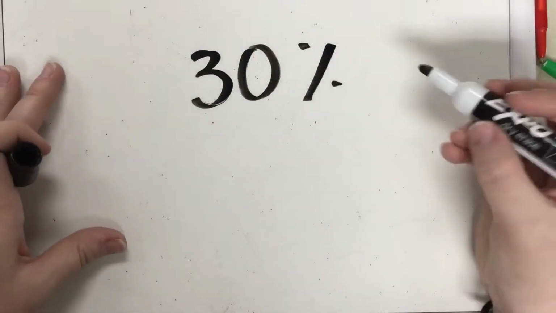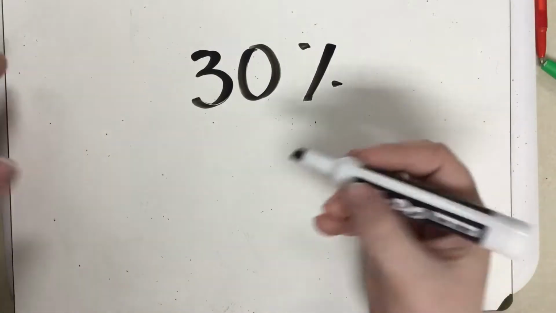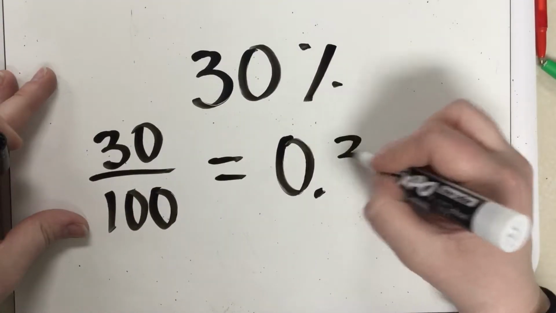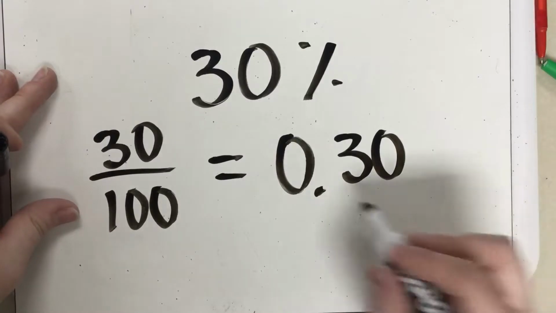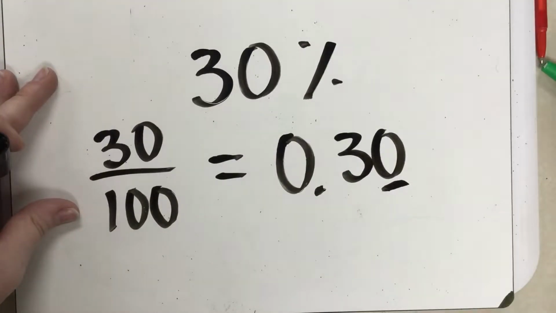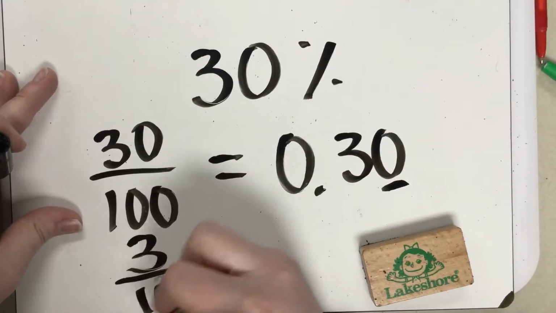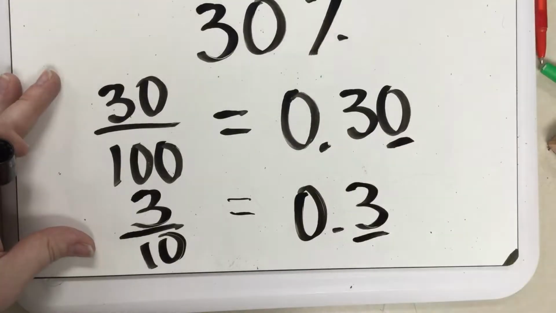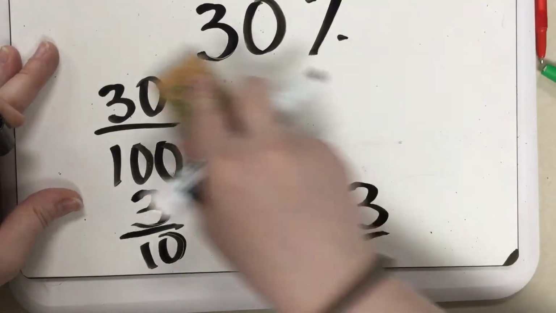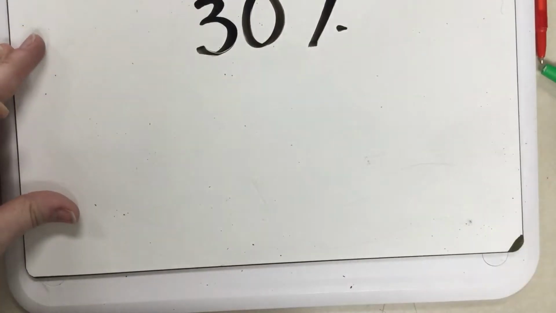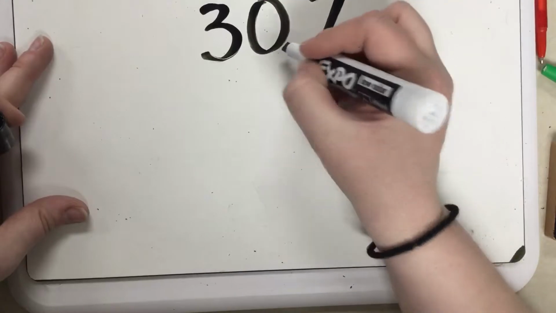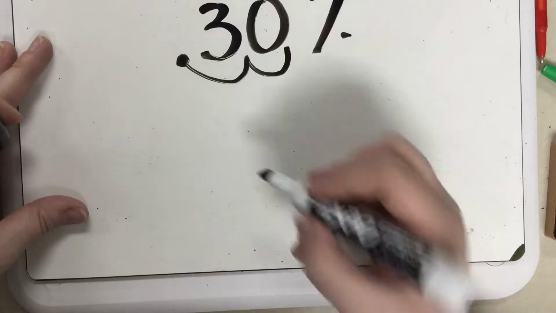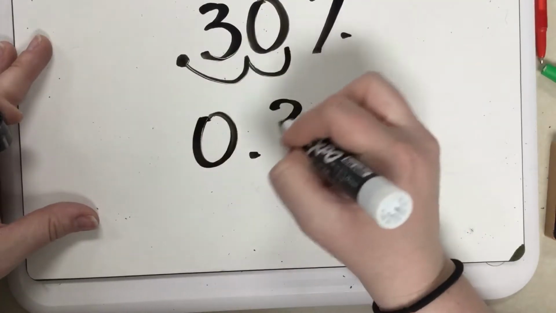Converting a percent to a decimal, if you think of it as the fraction 30 100ths, that's the same as 30 hundredths. Even when you simplified it and it was 3/10, that's the same as 3/10. Another way that you can do it is whenever you have a percent and you're going to decimals, all you do is move your decimal 2 spots. So 30% is the same as 0.3.